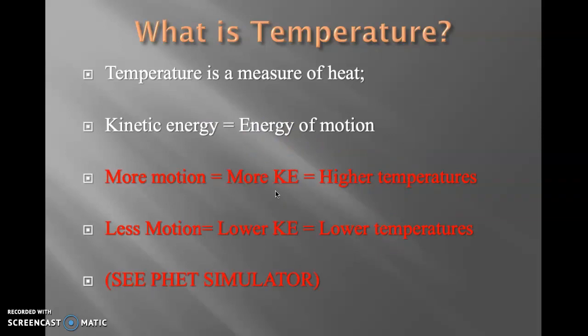So temperature is a measure of heat, and the amount of kinetic energy tells you how much energy of motion there is. When there's more motion, there's more kinetic energy, and that is higher temperatures. When there's less motion, that means there's a lower amount of kinetic energy, and the temperature of the gas is much lower.